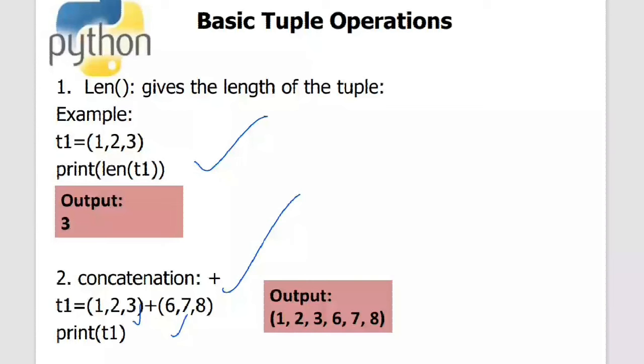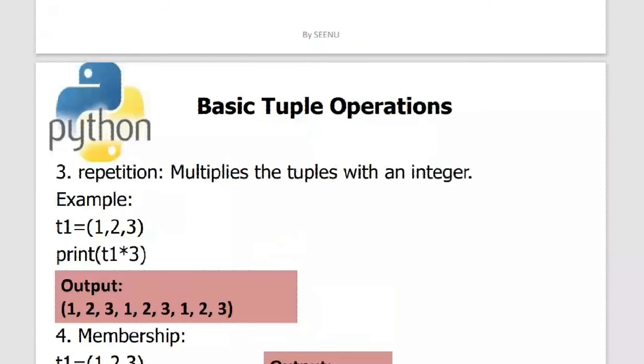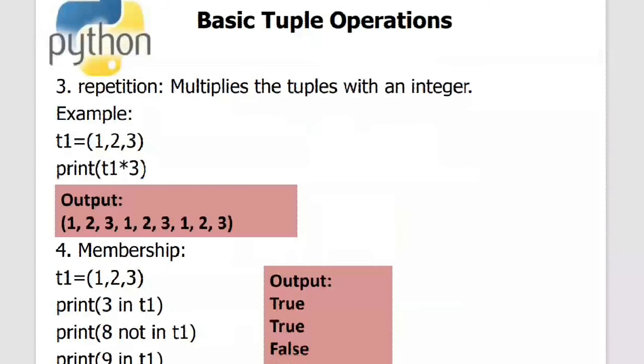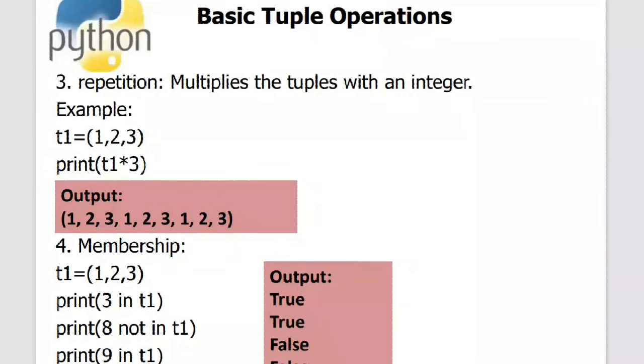You can concatenate 2 tuples and create a new tuple. So these are the first 2 operations. Now coming to the third operation. The third operation multiplies the tuples with an integer. You know this operation. We have been performing this on a list and also on a string.